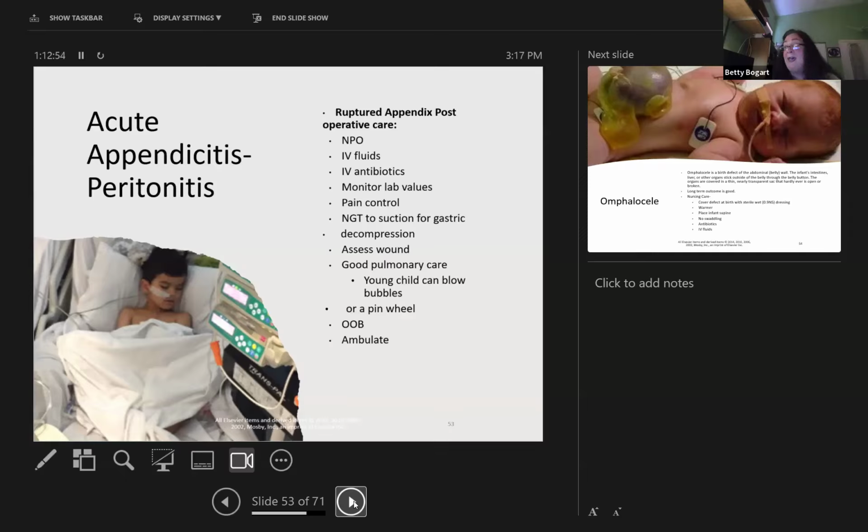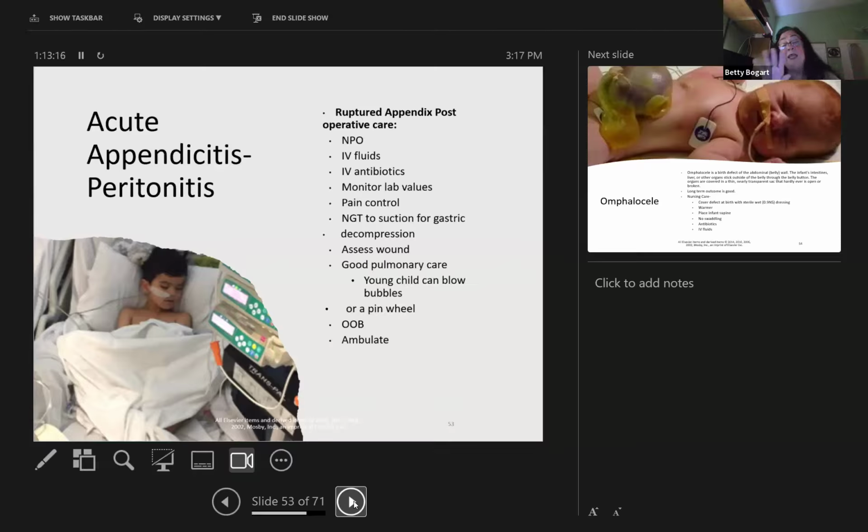Many of them don't know they can ask, so make sure you get them their pain medicine. They can be up, out of bed, ambulating, not 2 times a day, as many times a day as they can. And children with their blowing bubbles or blowing a pinwheel, you're giving that, and they're taking deep breaths.